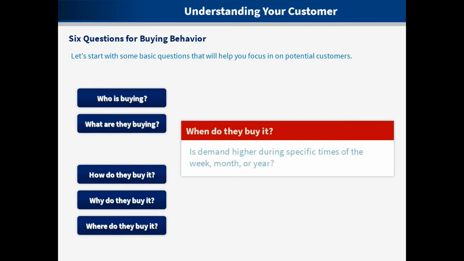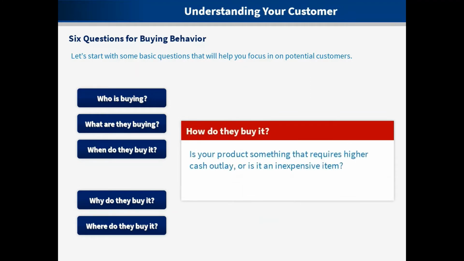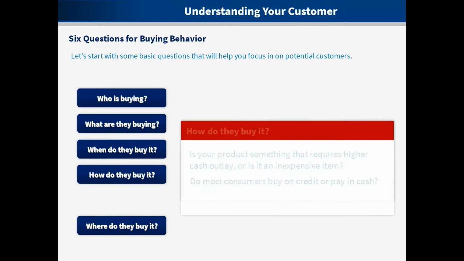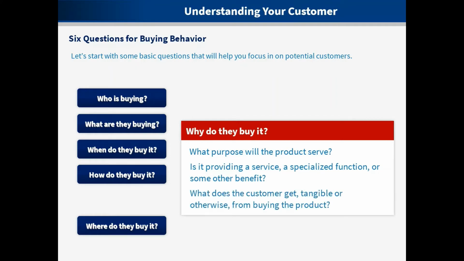Is demand higher during specific times of the week, month, or year? Is your product something that requires higher cash outlay, or is it an inexpensive item? Do most consumers buy on credit or pay in cash? What purpose will the product serve? Is it providing a service, a specialized function, or some other benefit? What does the customer get, tangible or otherwise, from buying the product?